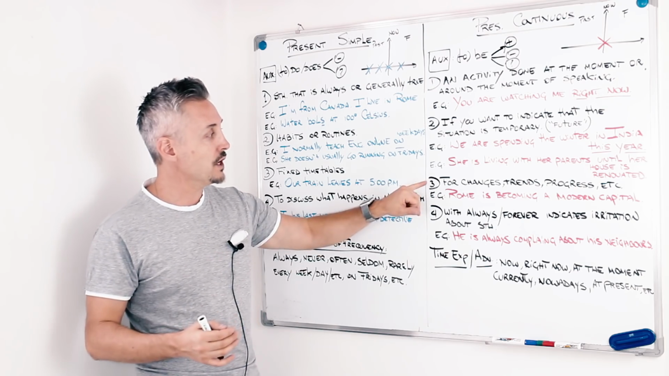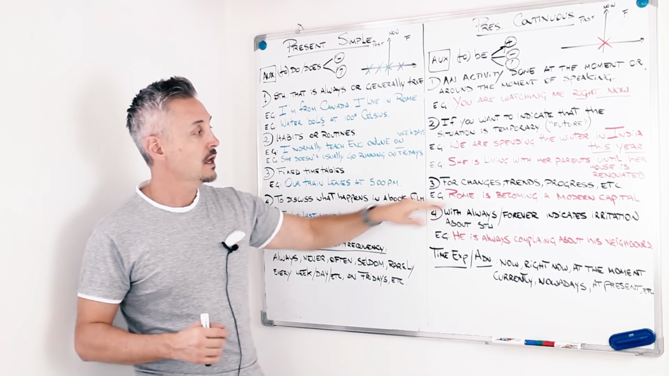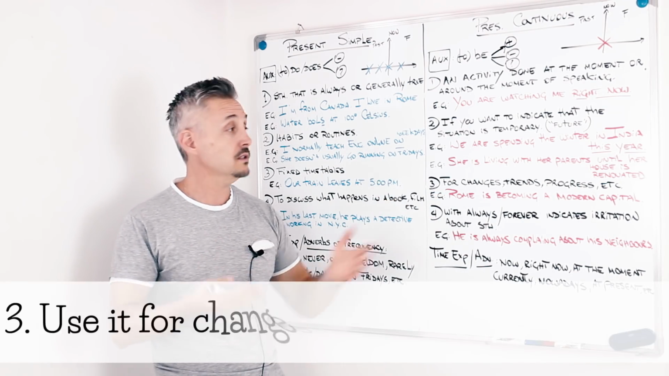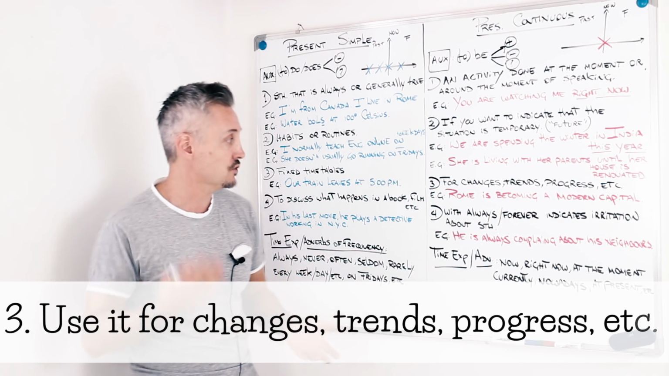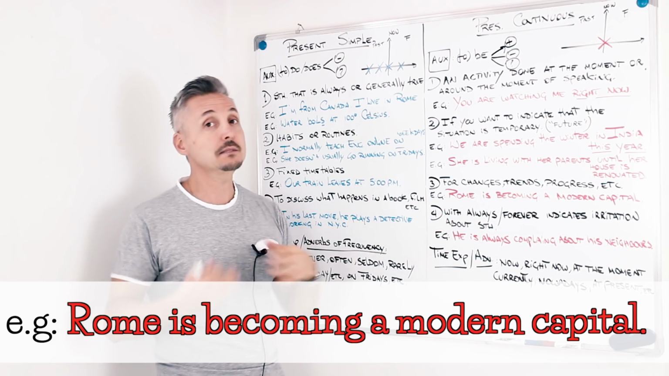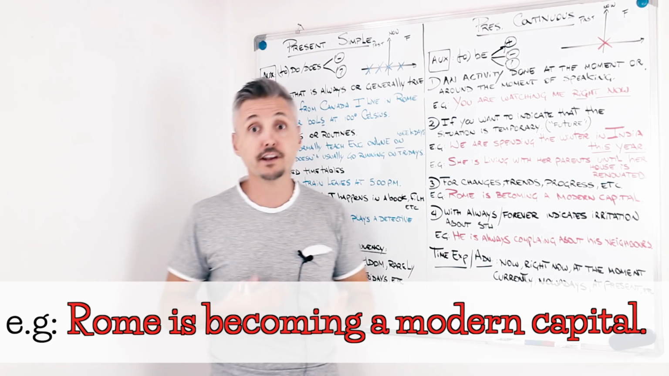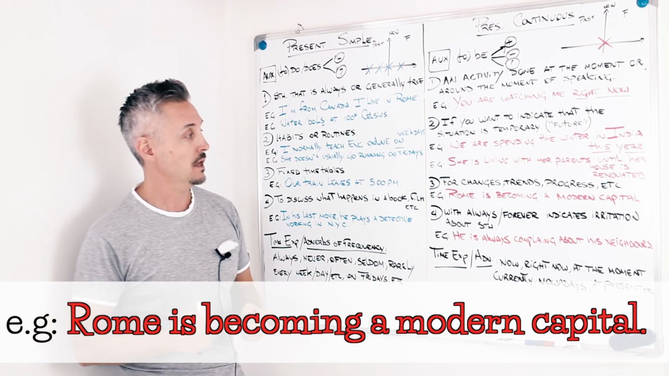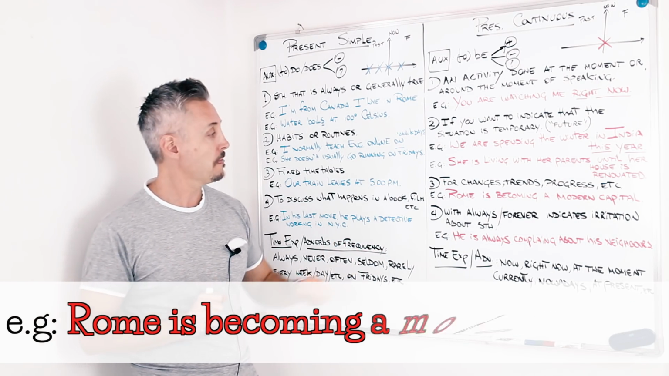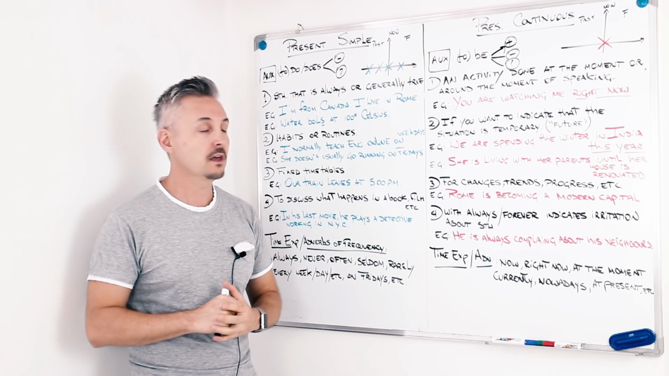Let's move on to the third usage. We use the present continuous for changes, trends or progress, etc. Rome is becoming a modern capital. Okay, is becoming, is changing. And this is clear. Let's look at the fourth.